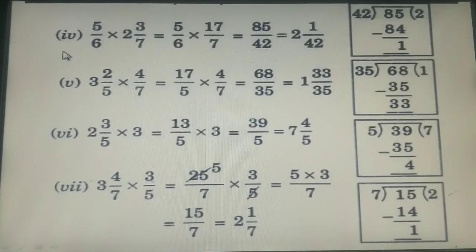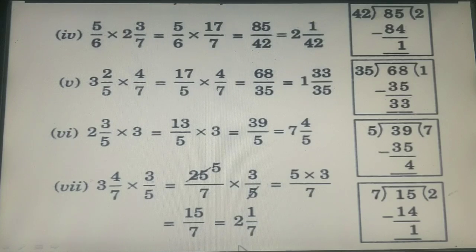This is your fourth part. 5 upon 6 multiplied by 2 3 by 7, converted into an improper form as 17 by 7. Multiply the first and the second fraction like this. Nothing can be divided further here. So just multiply, get the answer of product of the numerators as 85 upon 42. 85 upon 42 converted into a mixed fraction form by showing the division like this, and after dividing you will get a mixed fraction form 2 1 by 42.